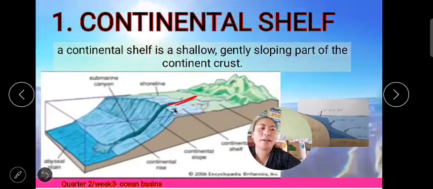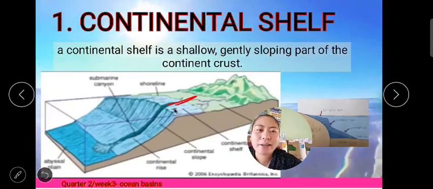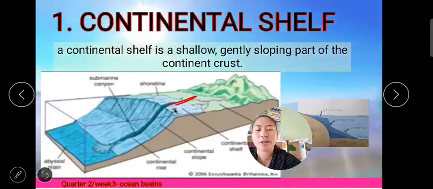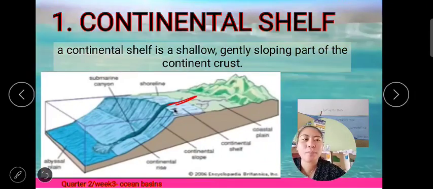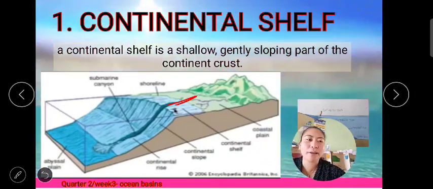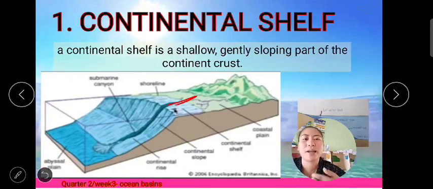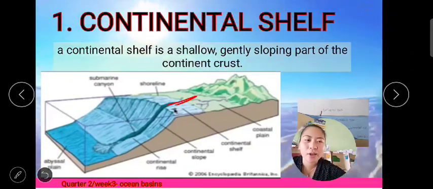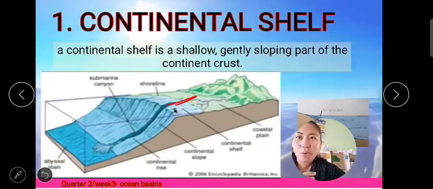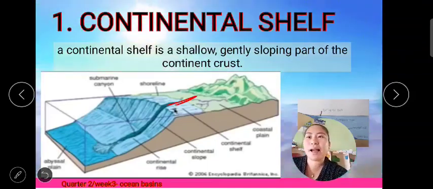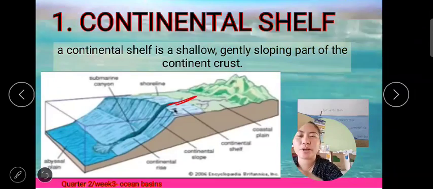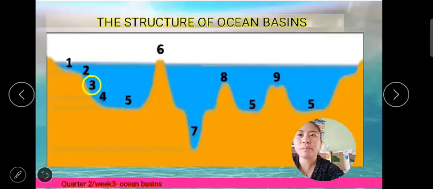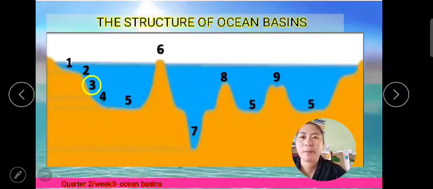It's still under the ocean, and it's kind of where you start a transition from being on land to being in the ocean. But really, you're not truly in the ocean yet. You're just in that shallow transition zone. So yan si continental shelf. Shallow portion or shallow extension. Next, let's have number 3.